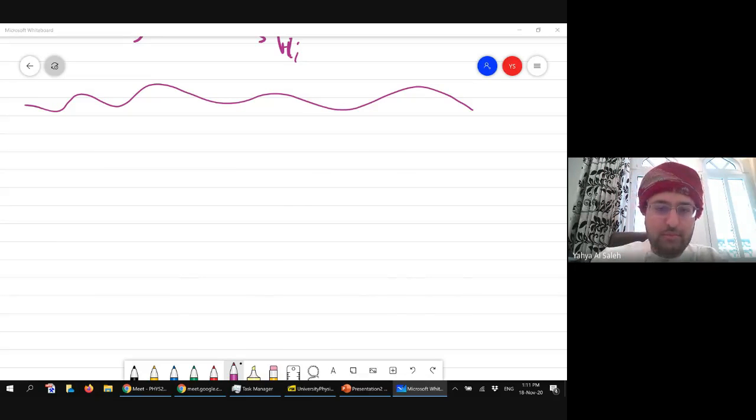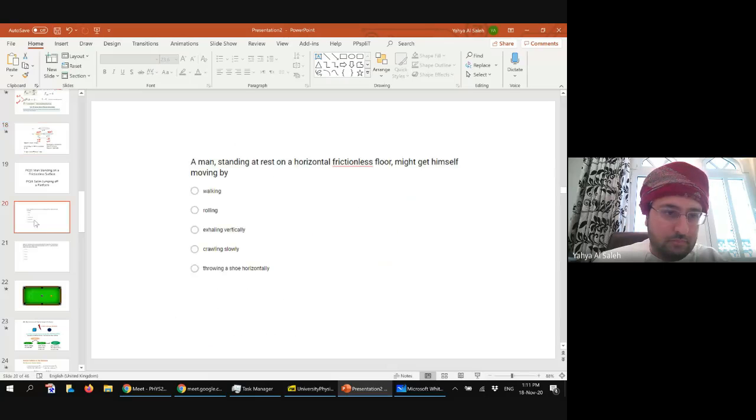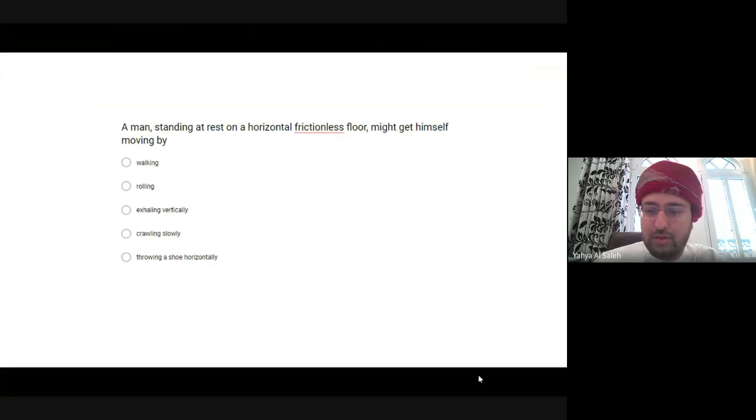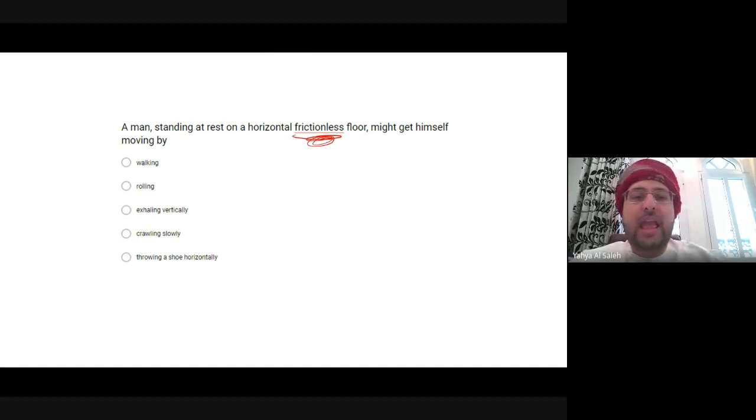Let's do the sample. Let's do both, actually. If we have a man that is standing at rest on a horizontal, frictionless floor, how might that man make himself move? Walking, rolling, exhaling vertically, crawling slowly, or throwing a shoe horizontally?